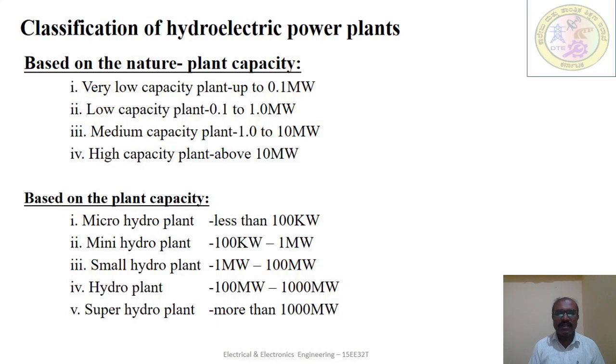Medium hydro plants range from 15 to 100 megawatt. They also usually feed directly into the grid. Small hydro plants have a generation capacity of 1 to 15 megawatt. These also feed the electricity generated directly to grid connected systems. Then mini hydro ranges from 100 kilowatt to 1 megawatt. Either they are isolated or feeding into a grid.